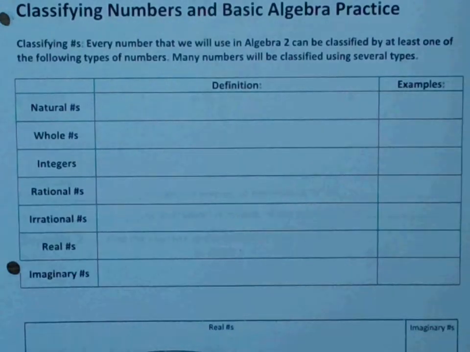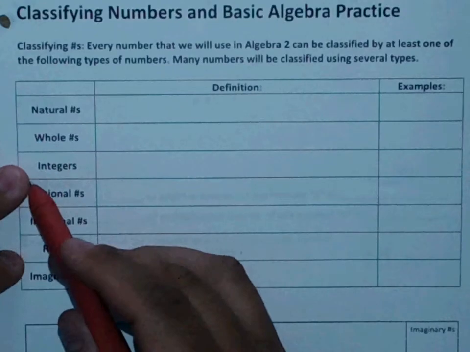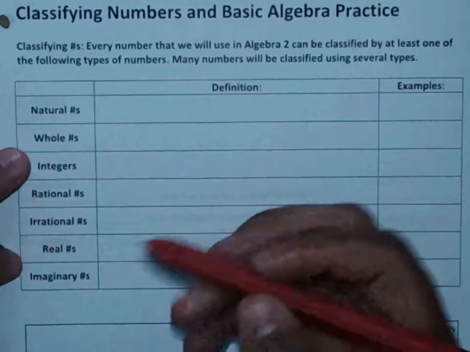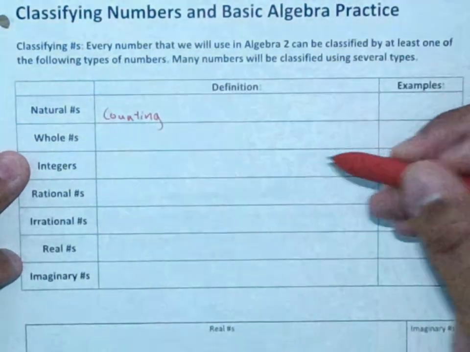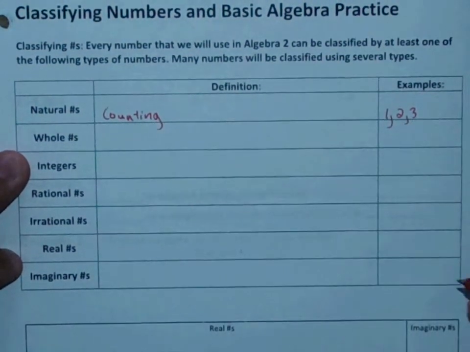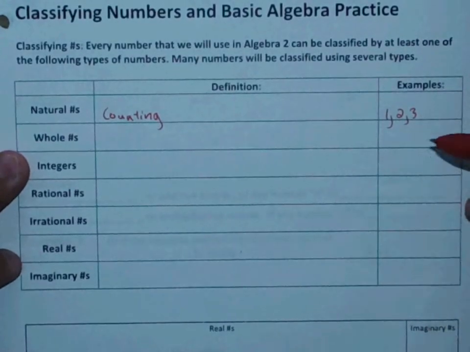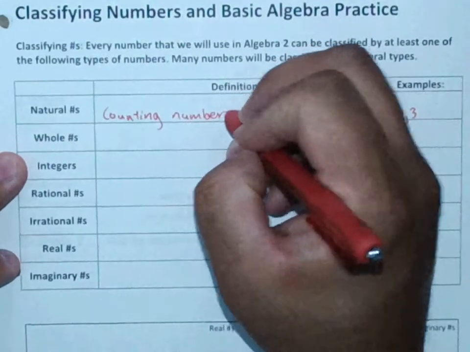So when we think of natural numbers, natural numbers are what we call counting numbers. When you think of counting, you usually start with 1, 2, 3. You don't start with 0 when you start counting, and you don't normally count by halves. So counting numbers we consider natural numbers.